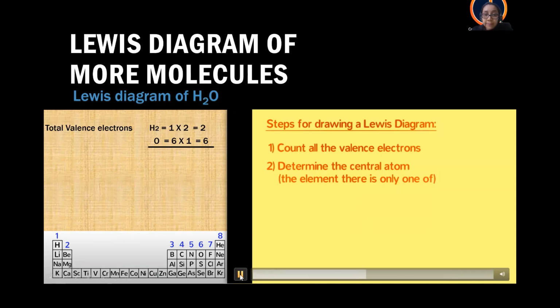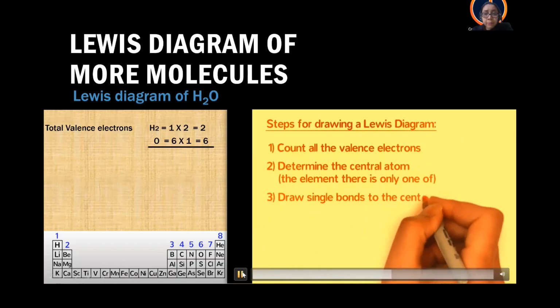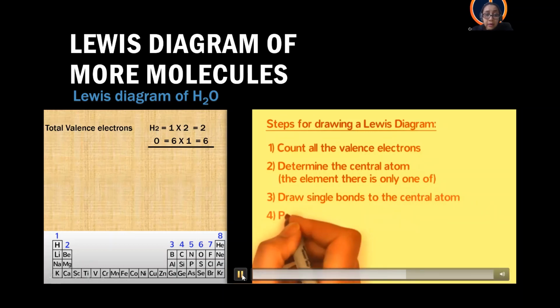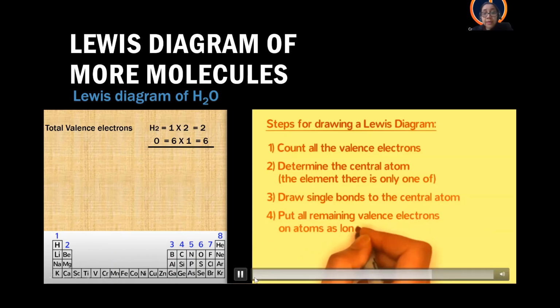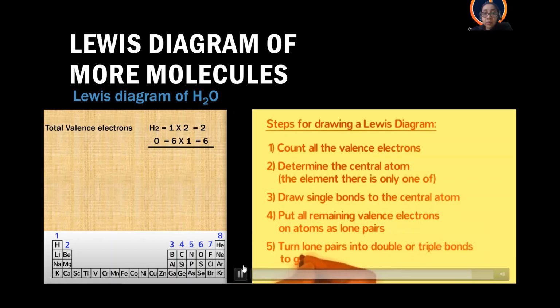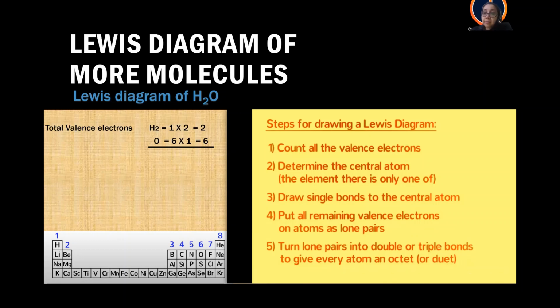Now, the third important step is that we have to draw single bonds to the central atom. I will show you how. The second last step is we put all the remaining valence electrons as lone pairs of electrons. And finally, we will turn the lone pairs into double bonds or triple bonds. While putting the double or the triple bond, we must keep in mind, students, that they satisfy the duet or the octet, depending on the element.